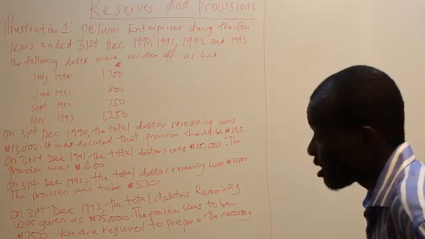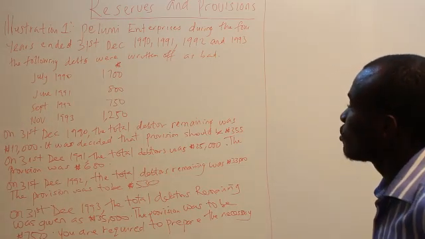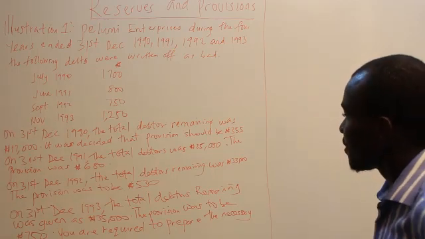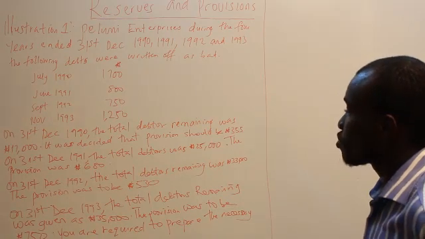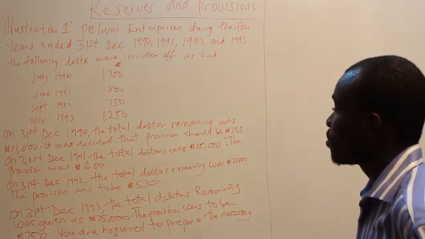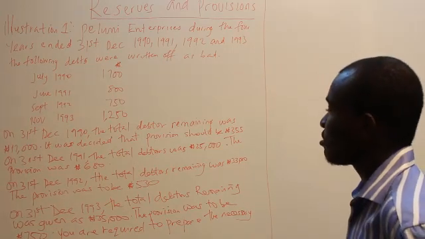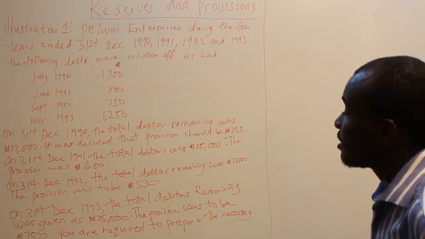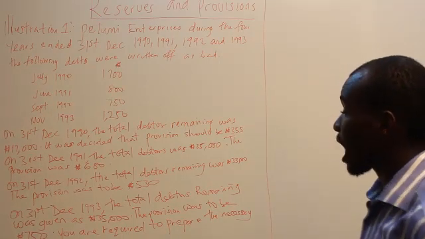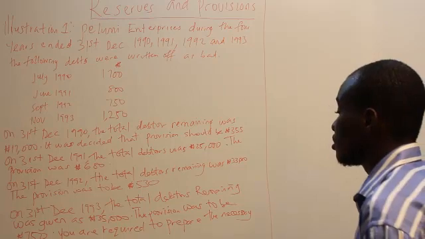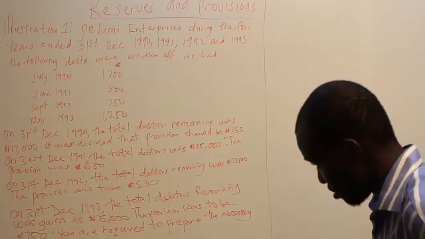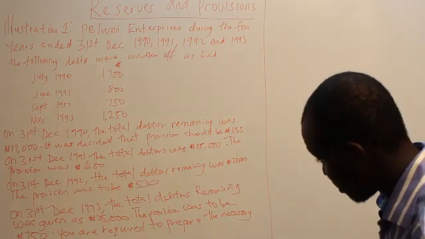On 31st December 1991, the total debtors was 25,000 and the provision was 680 naira. Again, on 31st December 1992, the total debtors remaining was 33,000 naira. The provision was to be 530 naira. And on 31st December 1993, the total debtors remaining after bad debt has been taken out of it was given as 95,000 and the provision was to be 750. Then you are required to prepare the necessary accounts.